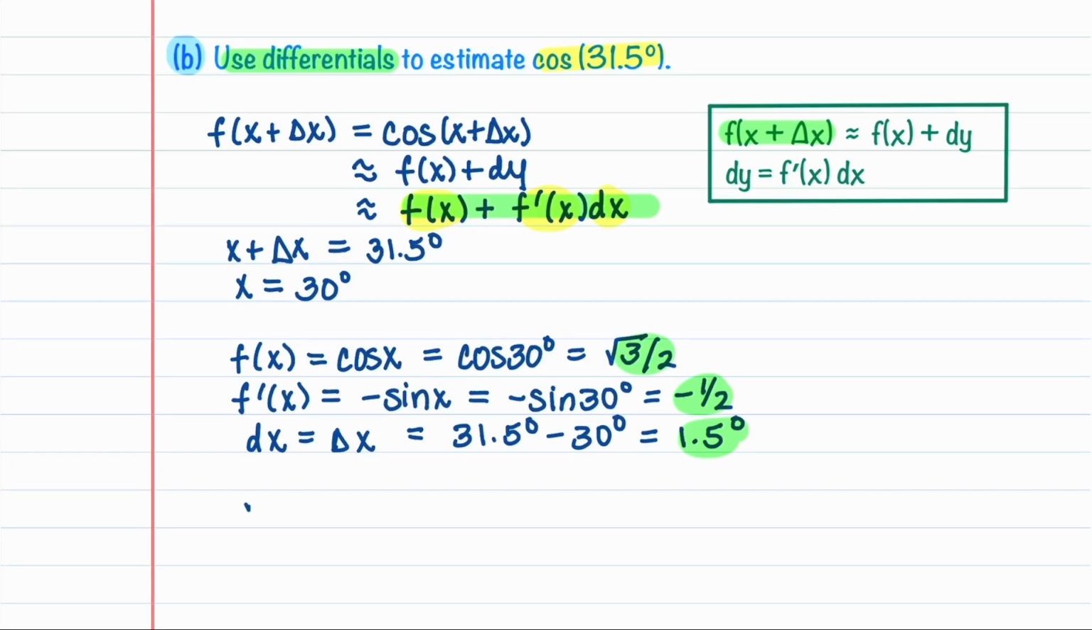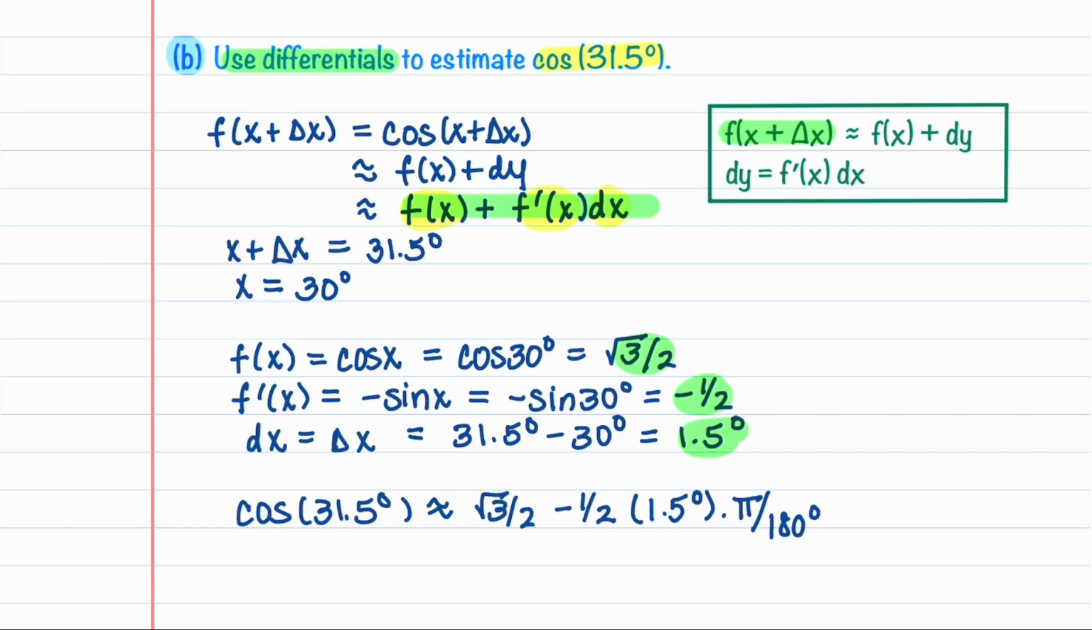Now we're going to take all three of these values and substitute them into our equation. So we can say that cosine of 31.5 degrees is approximately f of x, which is root 3 over 2, plus the derivative minus 1/2 times dx, which is 1.5 degrees. And then we need to convert degrees to radians, so we multiply by pi over 180 degrees. And we get the value 0.852935. And that, of course, is the same value that we got when we used linearization.